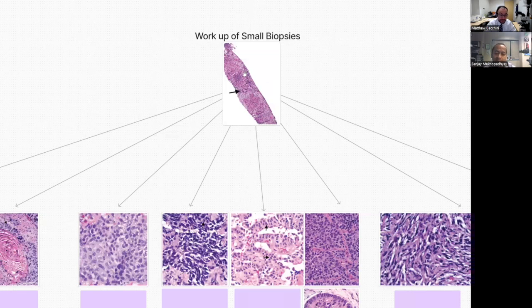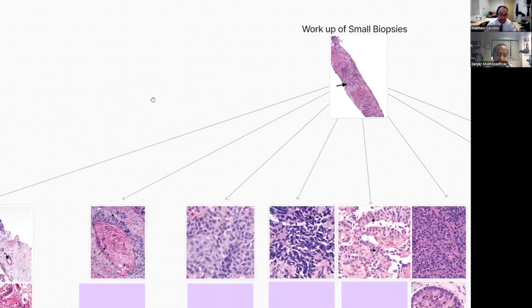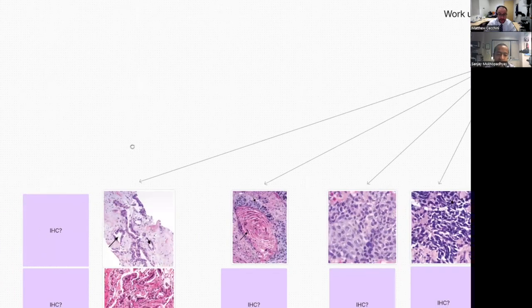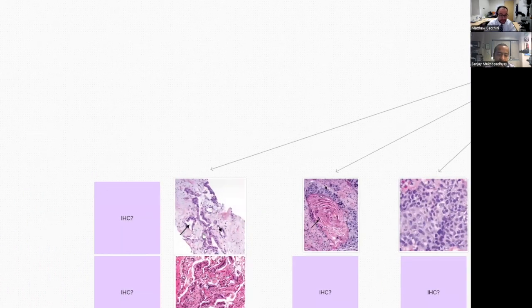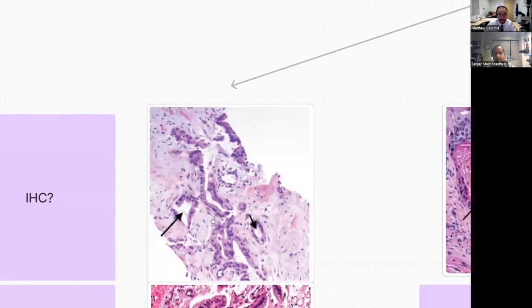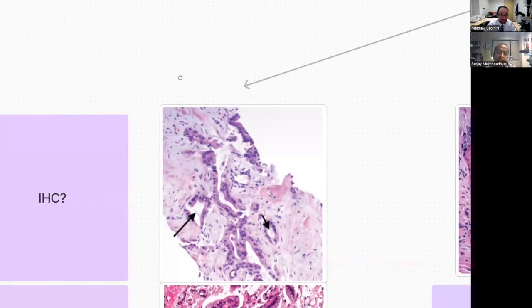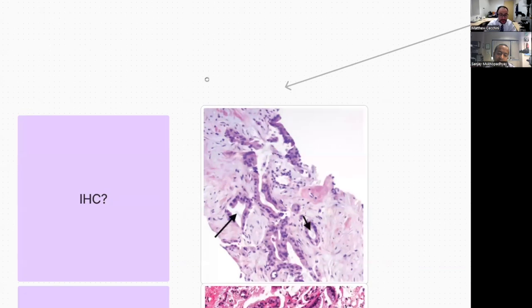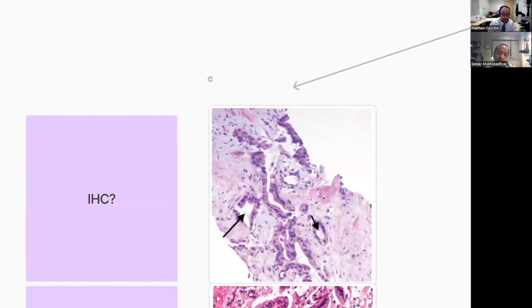Great. So we're going to go through some different scenarios. I have some little images here of what the biopsy looks like, and then we'll talk about what we do in that case. We're first going to start on the left side here. I'm going to zoom in on this one. We have a core biopsy showing some malignant glandular structures with some intervening fibrosis. What do you think, Sanjay? What would you do in this case?